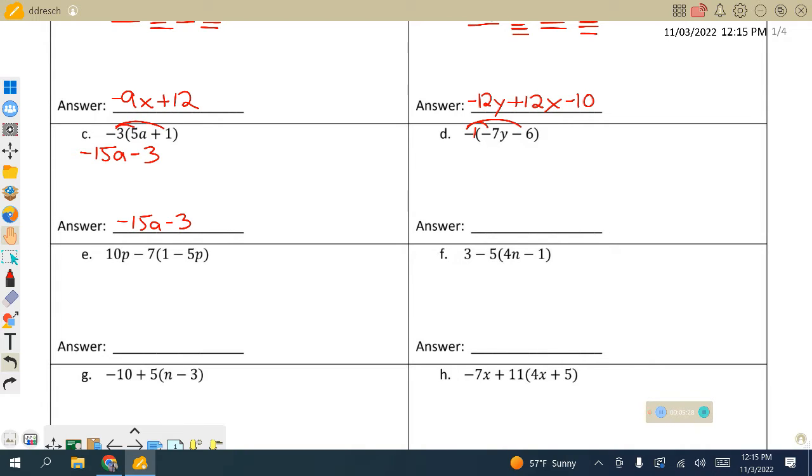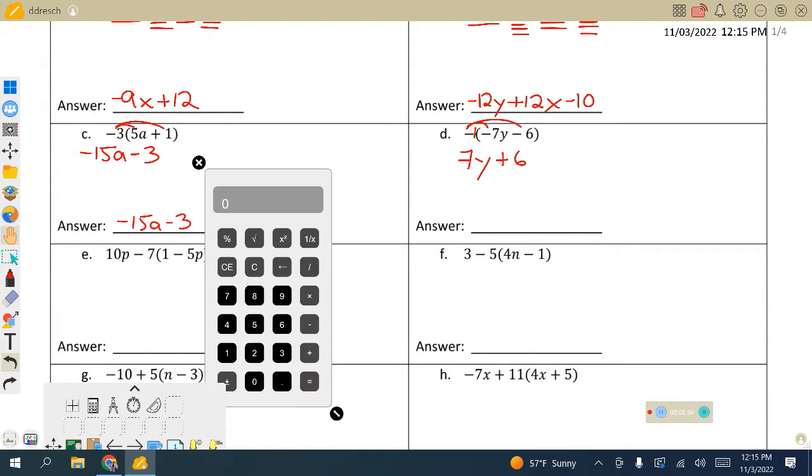As we distribute that -1, what happens with signs when we multiply? Negative times a negative gives me a positive 7y. -1 times a -6 gives me a positive 6. Watch that multiplication. Again, if you can't do that multiplication, you've got your calculator there, and on that calculator, use it.